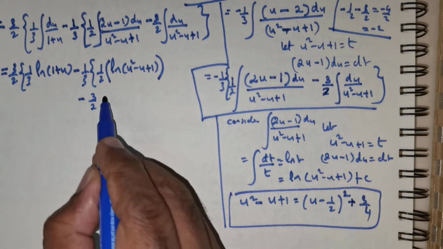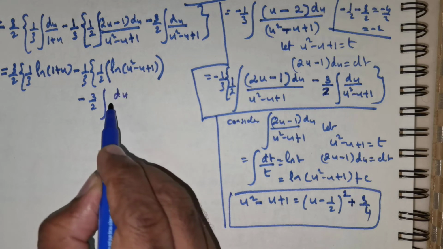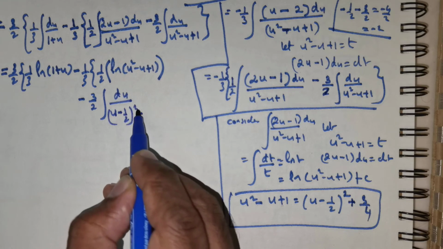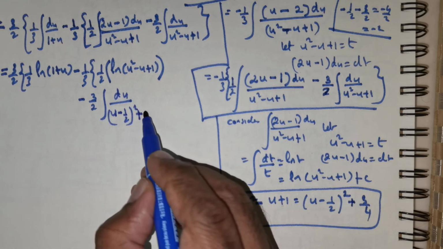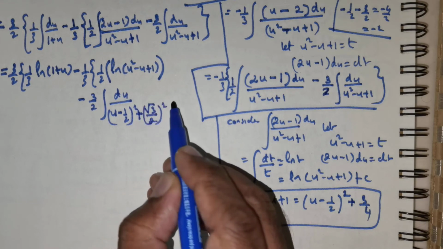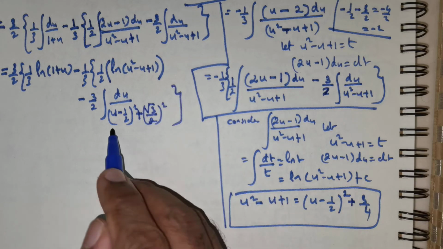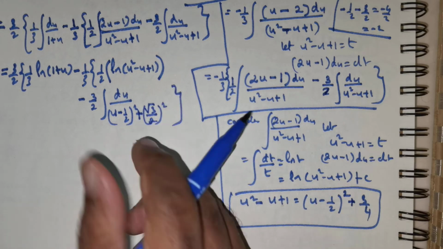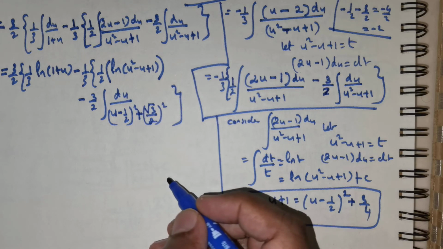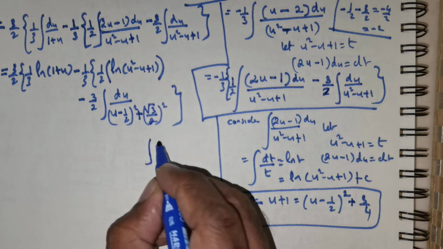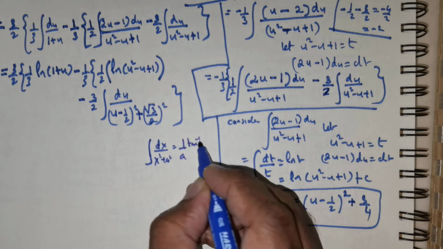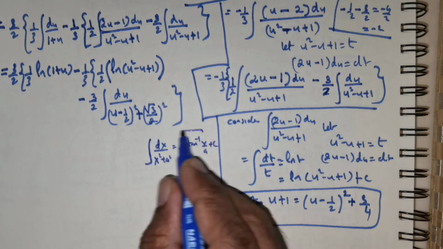So this is going to be negative 3 over 2 integral du divided by u negative 1 over 2 raised to the power of 2 positive 3 over 4. I'm going to write 3 over 4 as root of 3 divided by 2 raised to the power of 2 in parenthesis. This is nothing but x squared positive a squared. I can use the formula for tan inverse, the formula that we know. Integral dx divided by x squared positive a squared is 1 over a tan inverse of x over a positive c. I can use this formula for this.